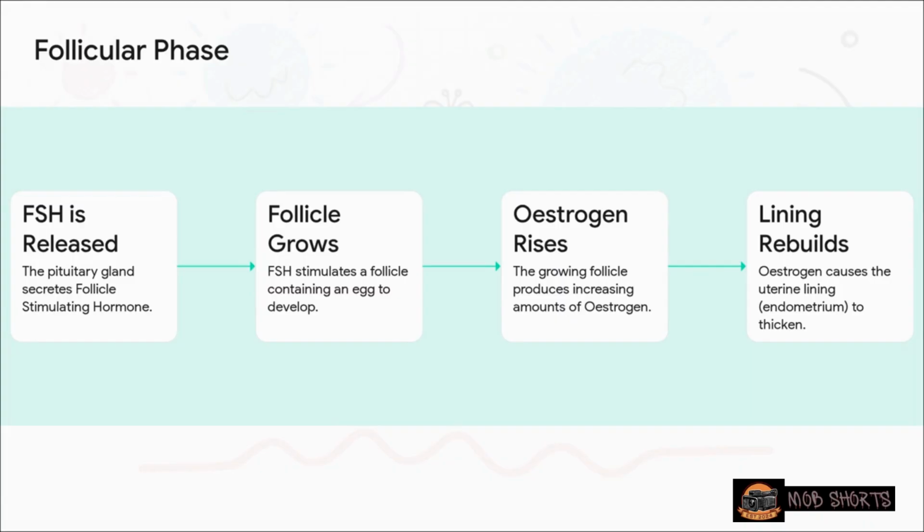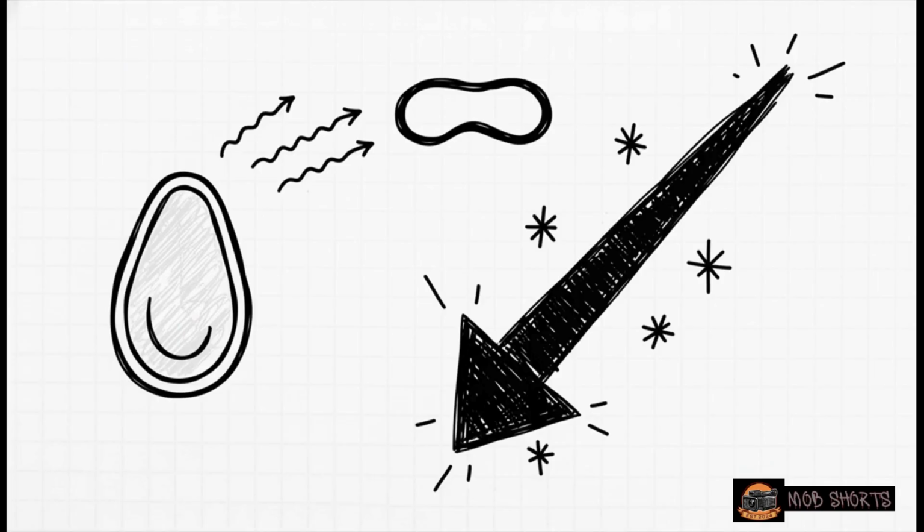The pituitary gland, think of it as mission control up in the brain, sends out a signal. That signal is a hormone called FSH, follicle-stimulating hormone. I mean, the name says it all, right? It stimulates a follicle in the ovary to start growing. And as that follicle gets bigger, it starts pumping out its own hormone, estrogen, which gets to work rebuilding the uterine wall.